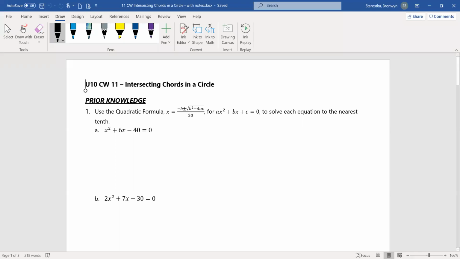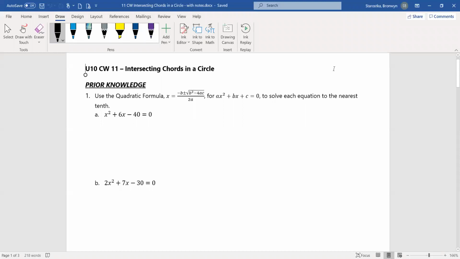Good morning. So, continuing our circle journey, we are in Unit 2, Classwork 11, Intersecting Chords in a Circle. Last week, when we investigated intersecting lines in a circle, we found angles. This week, we're going to find segment lengths. And if you're looking at the classwork here, you see that we will be using the quadratic formula.